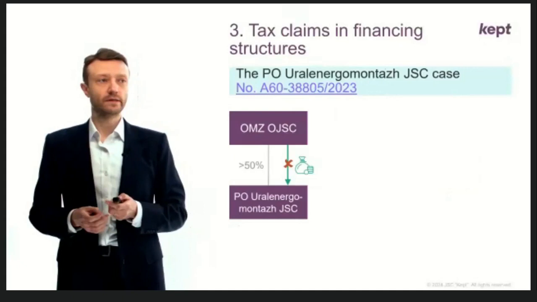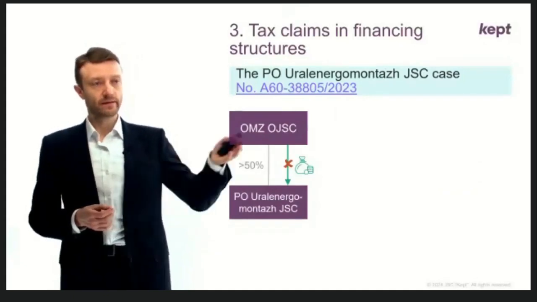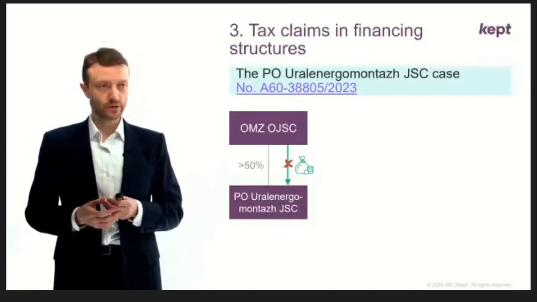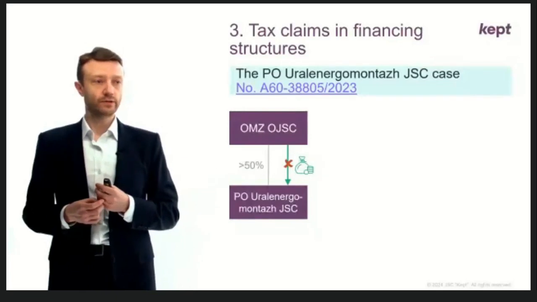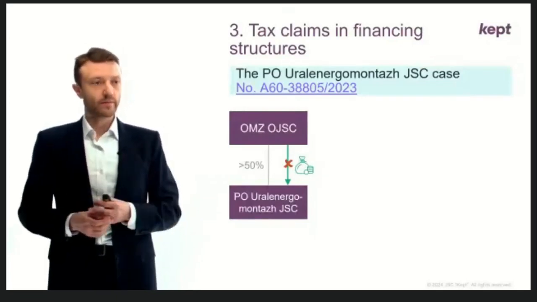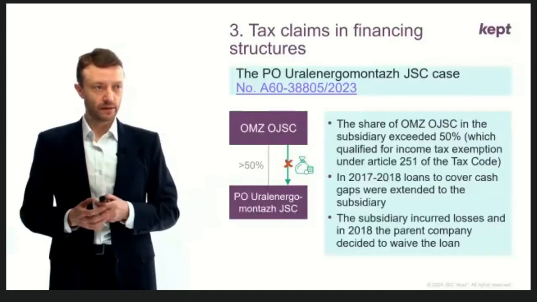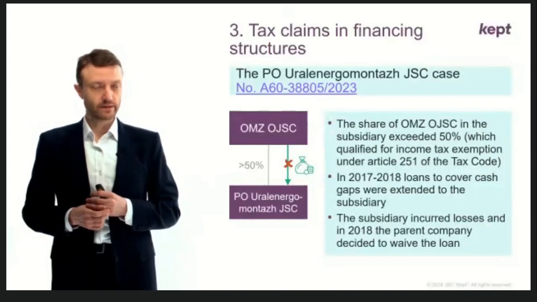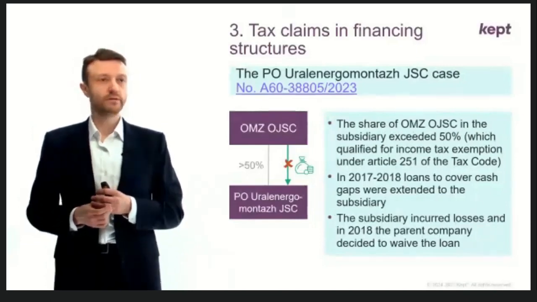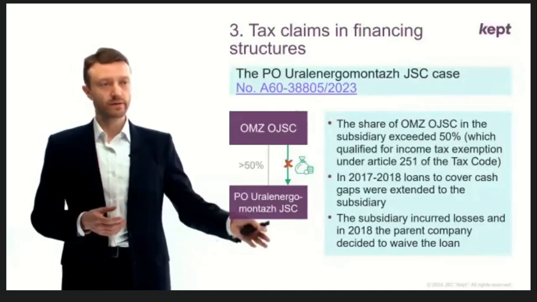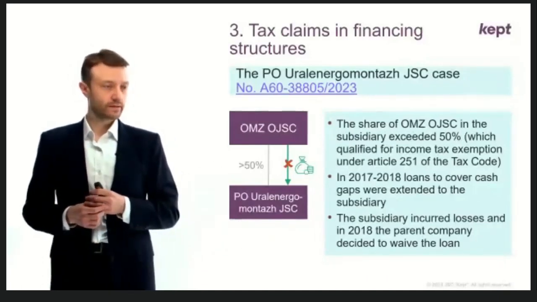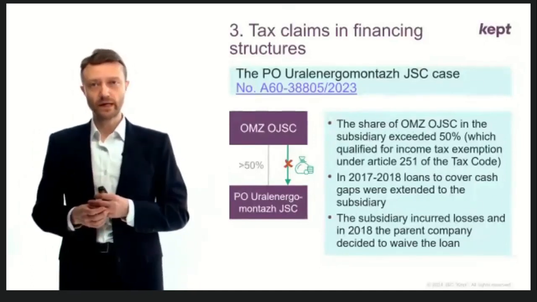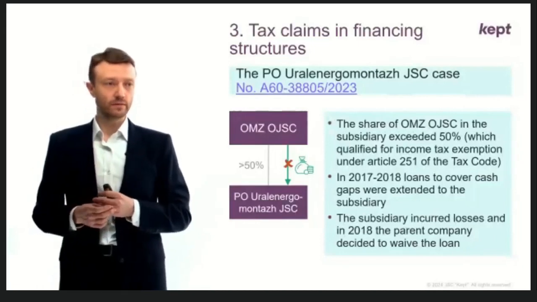Another example where we have, again, a domestic structure, but it's nonetheless applicable to similar cross-border situations. We have a parent company here, which has a Russian subsidiary. The parent company owns more than 50% in the subsidiary, and it provided a loan to the subsidiary at some point in time. But shortly after the loan was provided, the parent company decided to waive the loan, and it was basically forgiven. And the Russian subsidiary, the borrower, had to write off its obligations, which, in accounting terms, resulted in income for the subsidiary.